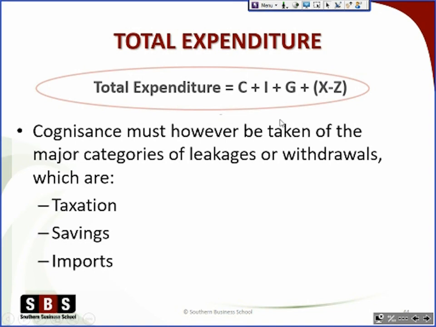So you could be asked, given the formula, what are the most important concepts that you need to know that have an effect on this formula. And that's taxation, savings, and imports. So that is a leakage or a withdrawal out of the system. Because taxation we pay, savings we also pay the banks, and imports is we pay overseas people to get the goods.